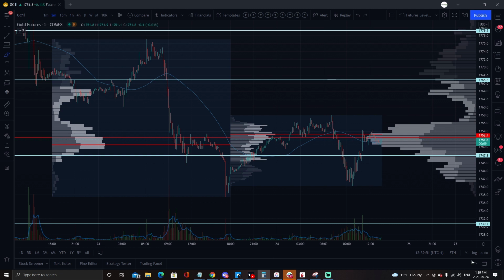So understand the contract specs, that is going to be very important, because then you know exactly what you're doing, what your risk is, what you're trading, so on and so forth.